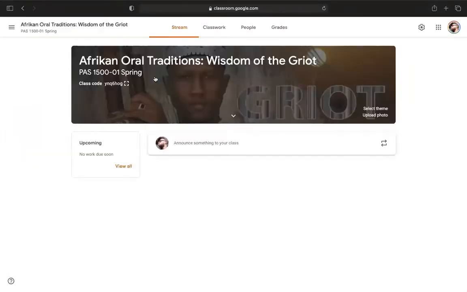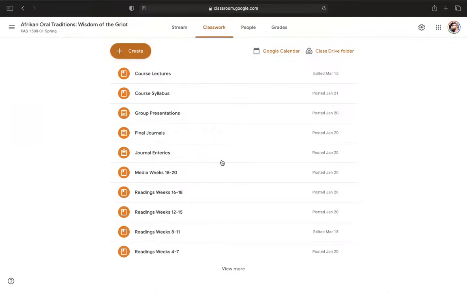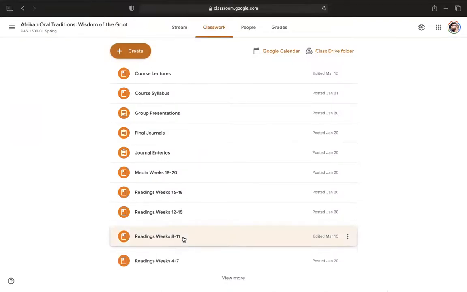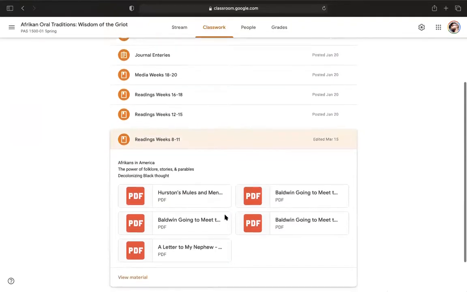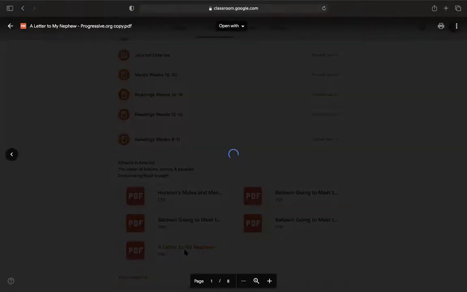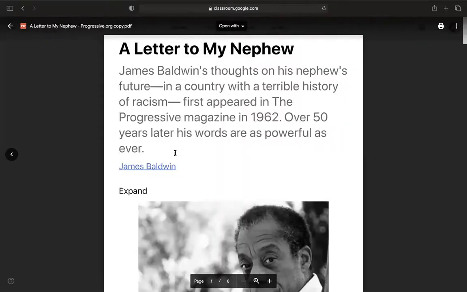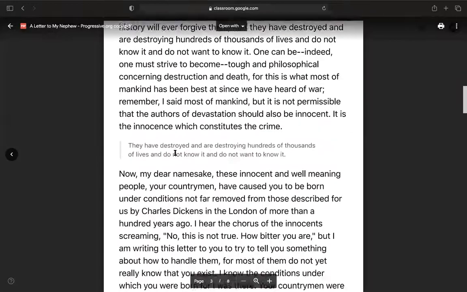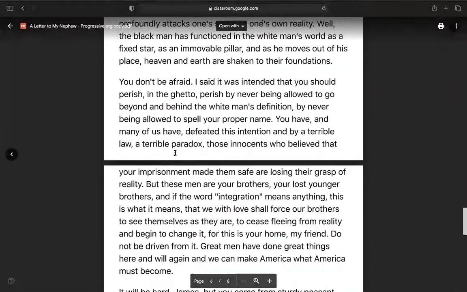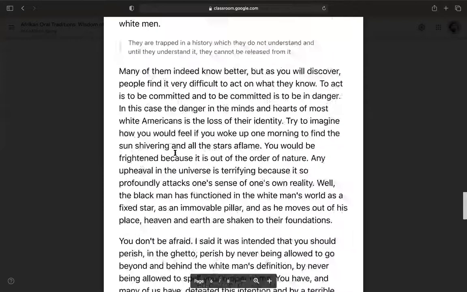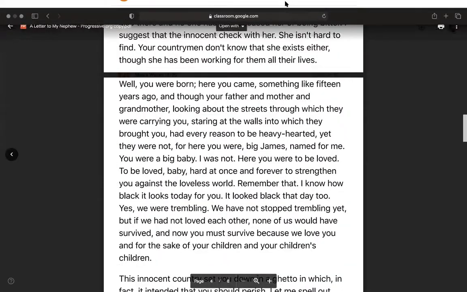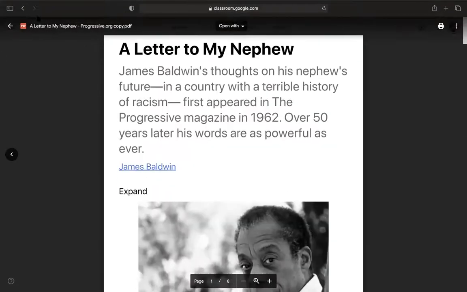Okay, so for next week, classwork, I believe, I think it's here. Yes, so it'll be the one at the bottom, A Letter to My Nephew. This is also James Baldwin. This is from the book The Fire Next Time. This is the opening letter that he wrote to his nephew that was talked about in the video that we watched to start off class. Only 8 pages. But read it attentively because it's a lot of good material within these 8 pages. So that will be your reading for next week.